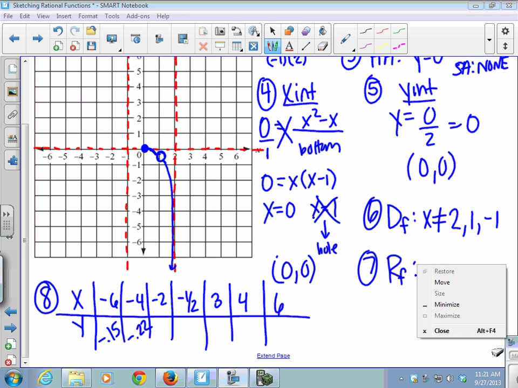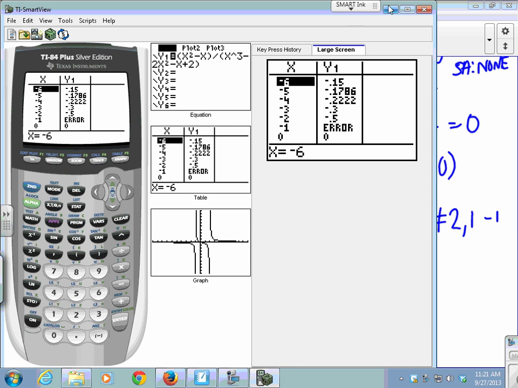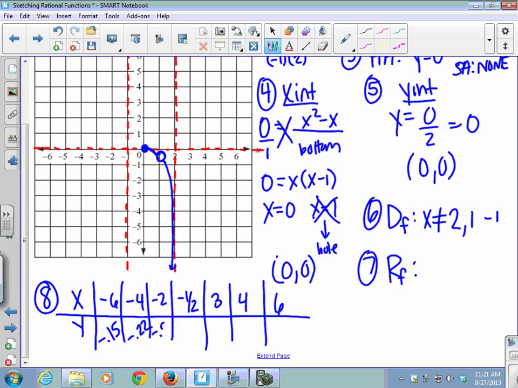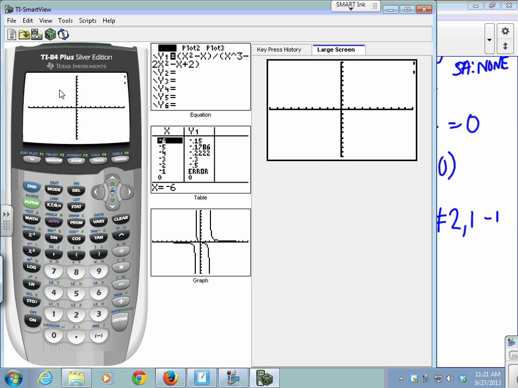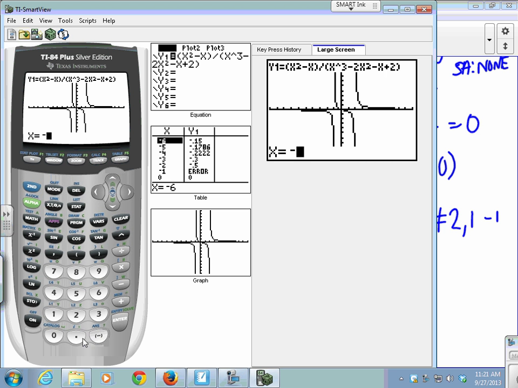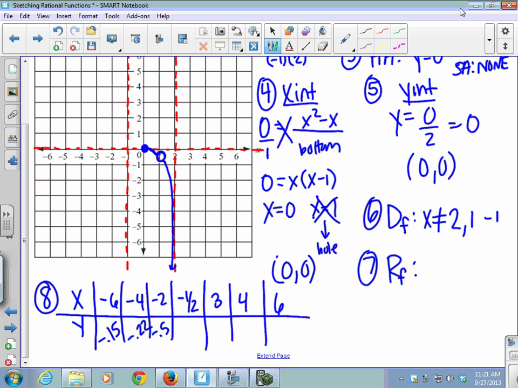I couldn't get this over to pause it, so sorry. If I can somehow edit this, then I'll edit this. Anyway, I'm going to finish finding my points here. So -2 goes to -0.5. -1/2 is not in our table, so I'm going to go over here to my graph. You can use the graph to check that you're doing these right, but you really should be able to do these without a calculator. Since -1/2 is not in my table, I'm just going to hit trace and type in -1/2. So -1/2 gives me the point at 0.4.